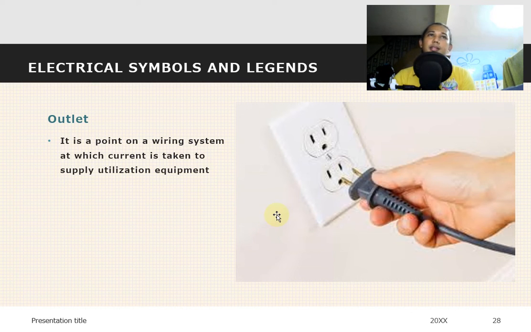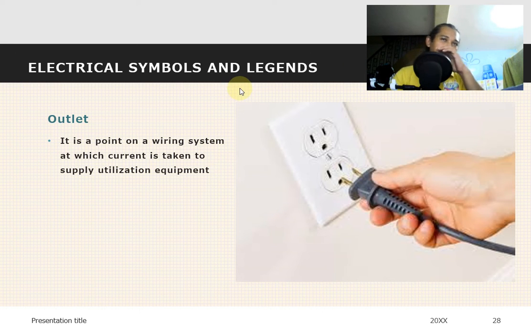Okay, outlet. It is a point in a wiring system at which current is taken to supply utilization equipment. It is all around the house, no. For architectural rule, meron tayong tinatawag na 3 meters in between. So ibig sabihin meron tayong 3 meters in between sa bawat mga saksakan. So saksakan, tapos 3 meters, then saksakan ulit. So, ganun po yung mga in-between.